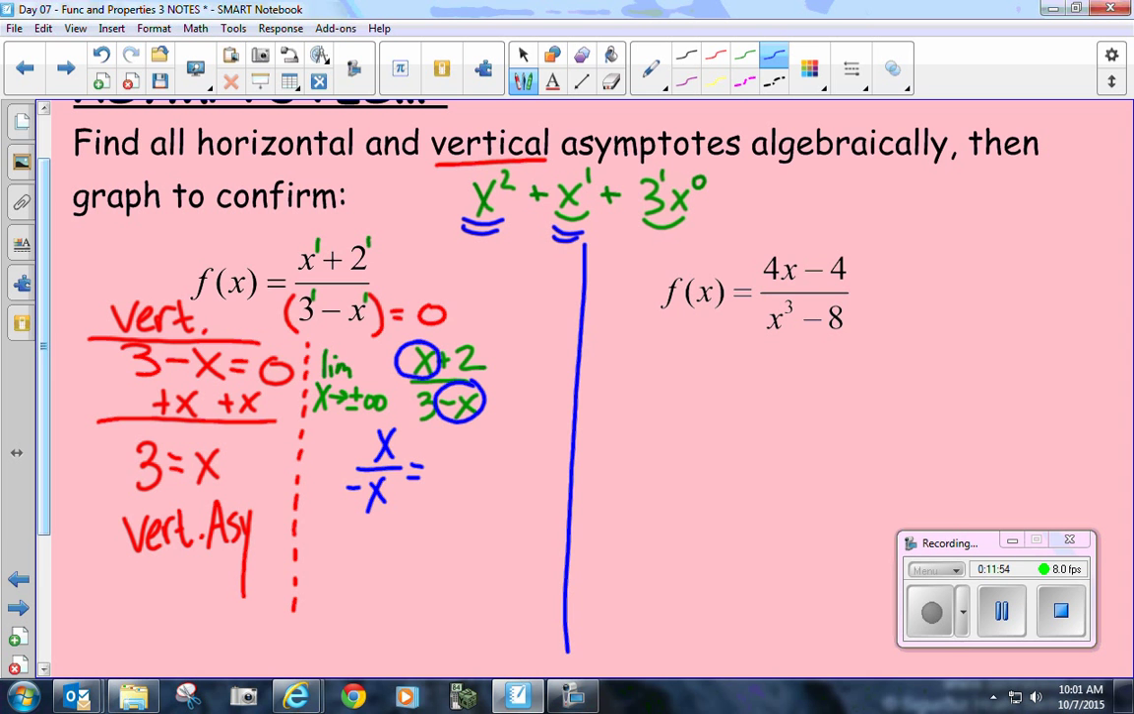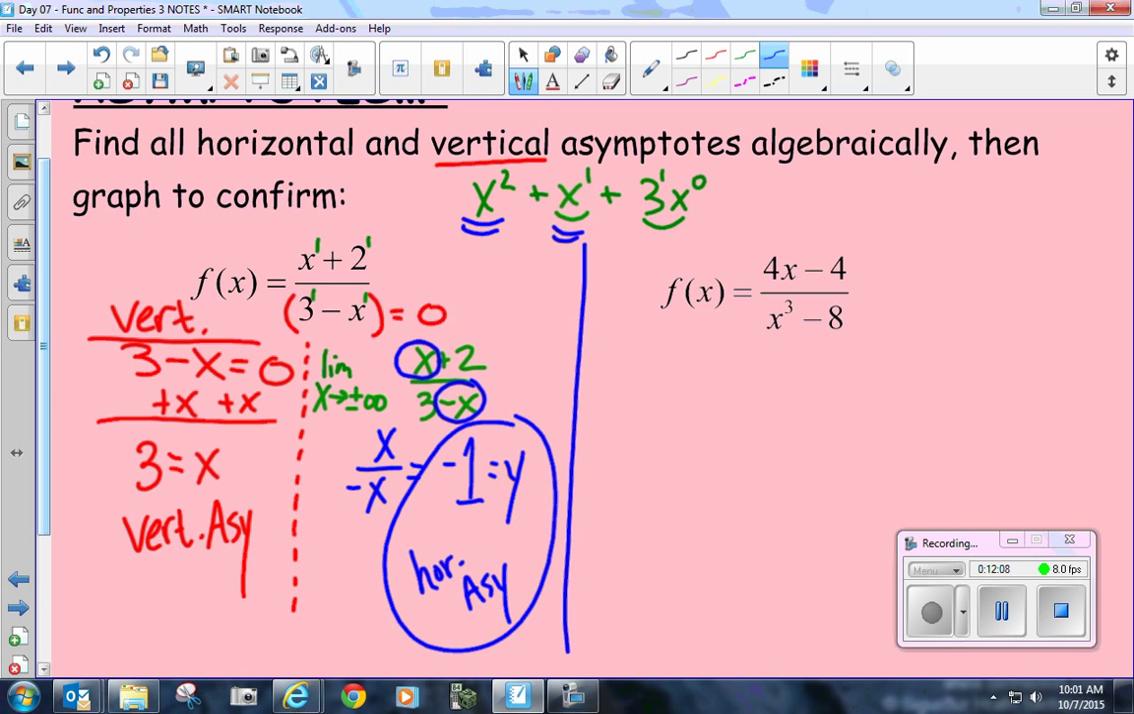What does that simplify to be? Negative 1. So there is no x remaining that we need to put infinity into. So this is where your horizontal asymptote would be. You have two asymptotes, a vertical one at x equals 3 and a horizontal one at y equals negative 1. Not too difficult.